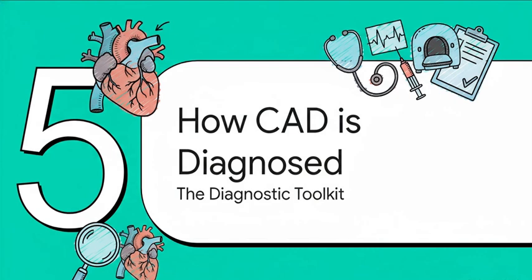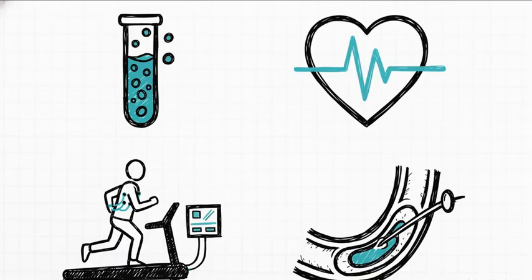Okay, so a patient shows up with some of these symptoms. How do we figure out if it's really coronary artery disease? Let's check out the diagnostic toolkit. So we have a few key tools in our belt. We'll definitely start with some blood tests, specifically a lipoprotein profile to check those cholesterol levels. We'll get an ECG or EKG to look at the heart's electrical rhythm. A stress test, either on a treadmill or with medicine, is great for seeing how the heart performs under pressure. But the gold standard, the test that gives us the best look, is a coronary angiogram. That's where we can actually go in and visualize the arteries to see the blockages.